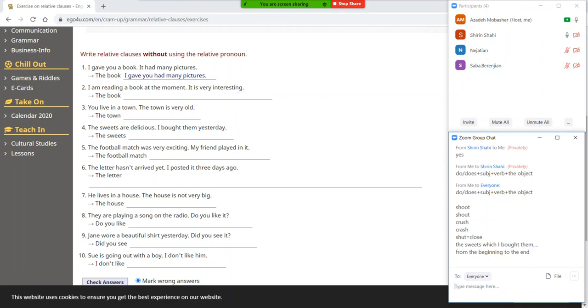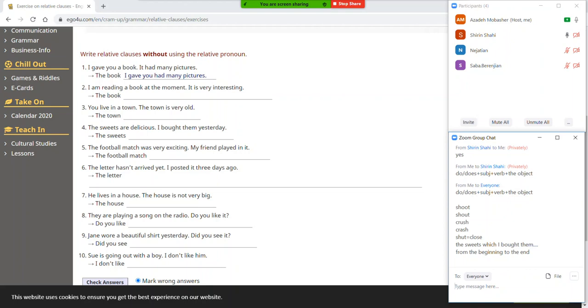Now number five. The football match was very exciting. My friend played in it. The football match my friend played in was very exciting. Very good, very good. Excellent.